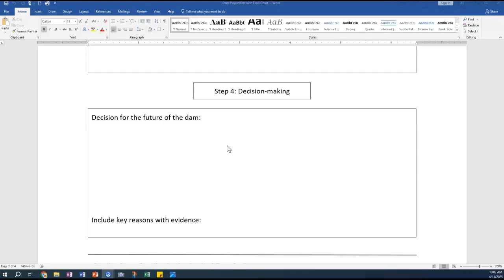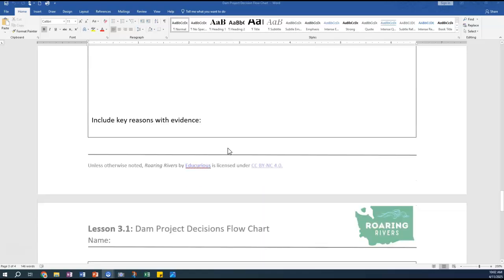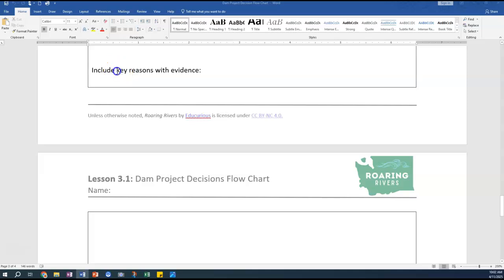All right, so what's the decision that I've made? What's the recommendations I'm going to make? For the dam, if I'm going to modify it, what are the modifications I'm going to suggest? Why? That's what key reasons are. Okay, when it says key reasons, that's the why. Why am I making the decision I'm making?